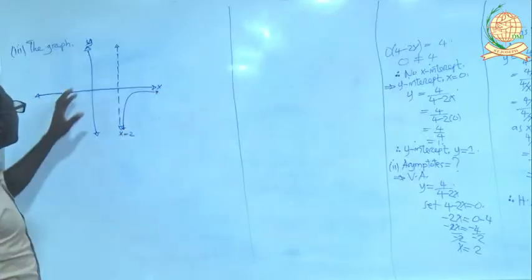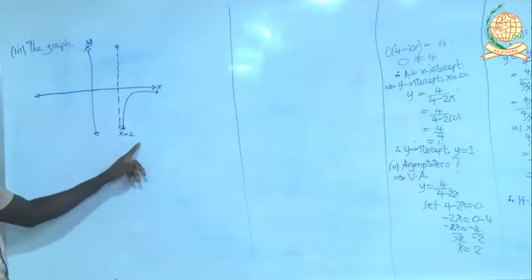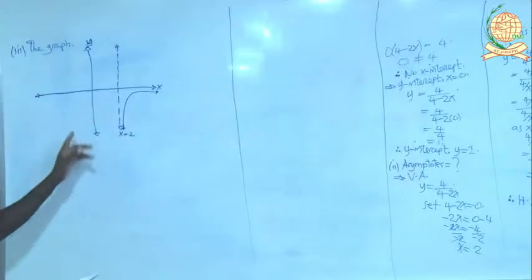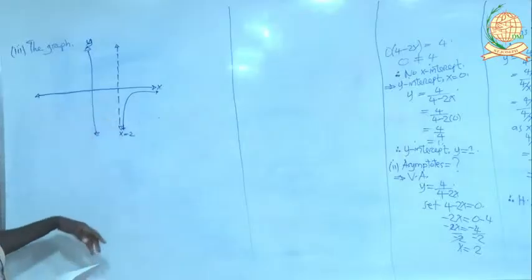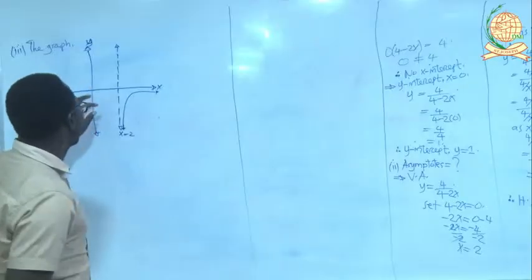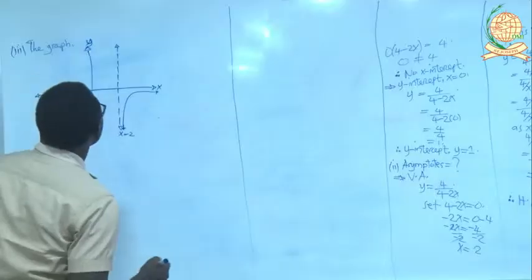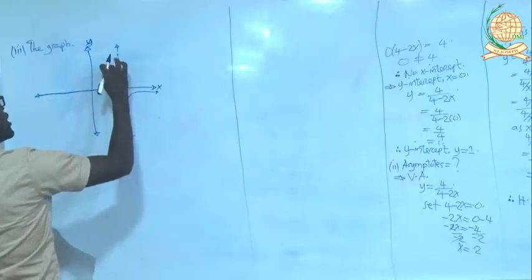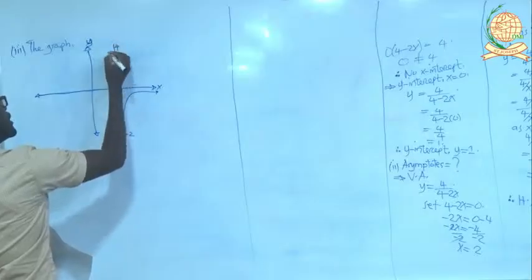Also test the values from the vertical asymptote, x is equal to 2, to the left side. Now start with a value which is very close to 2, to the left side. Let's say 1.9. In your calculator, substitute x is equal to 1.9. If you do that, you will see you will have a positive value. So the curve starts from upward there.